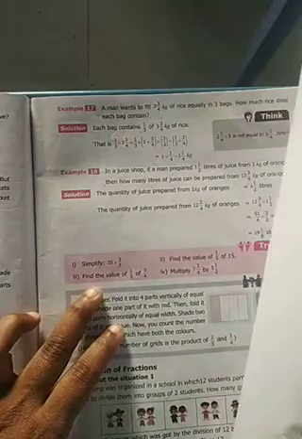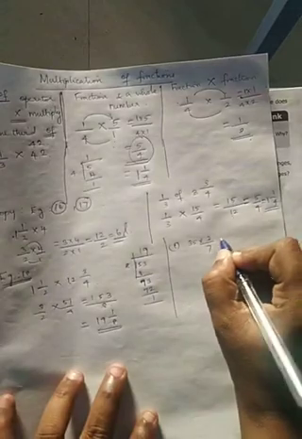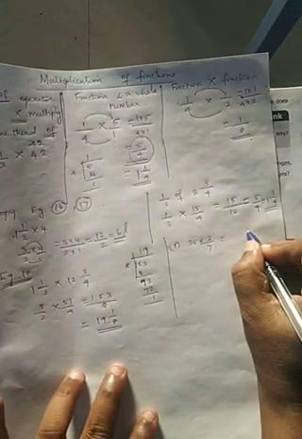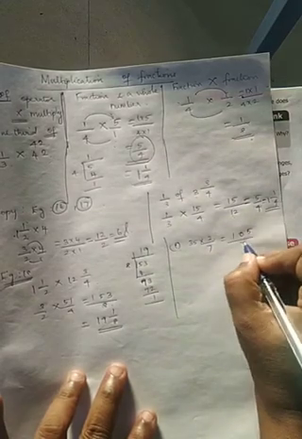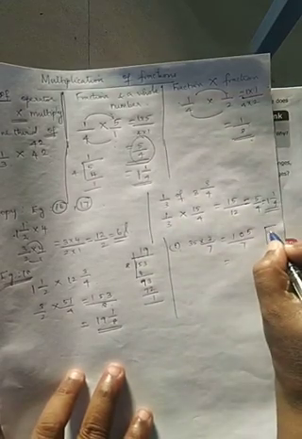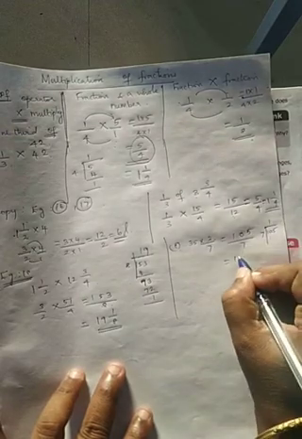You can do these problems in the Try These. This is your homework. Okay, I will do the first one. It is 35 into 3 by 7. I can multiply 35 into 3. 5 3s are 15, 3 3s are 9, 10. 105 by 7. 105 by 7 is 15. So this is 15.